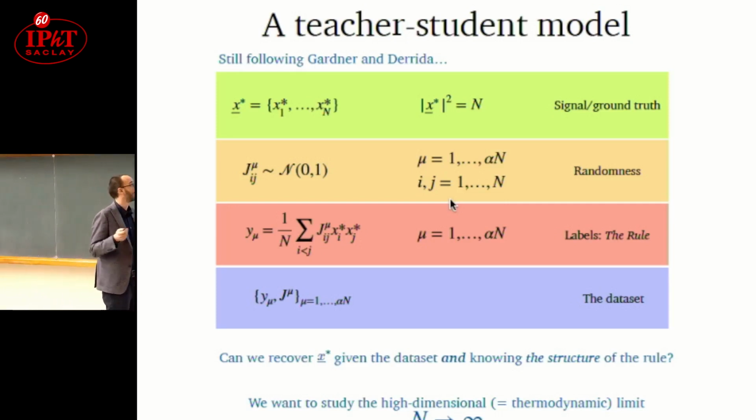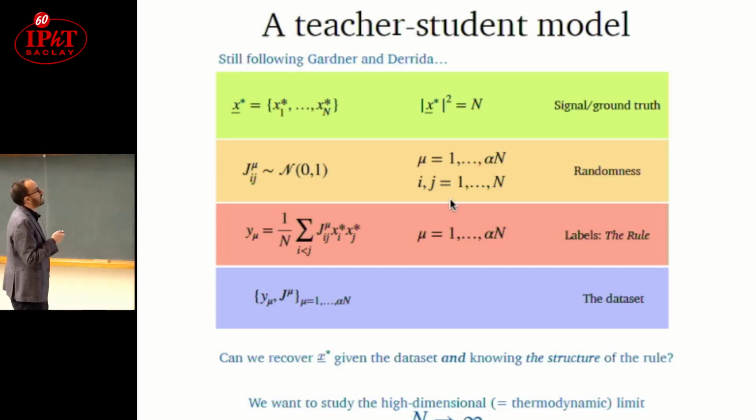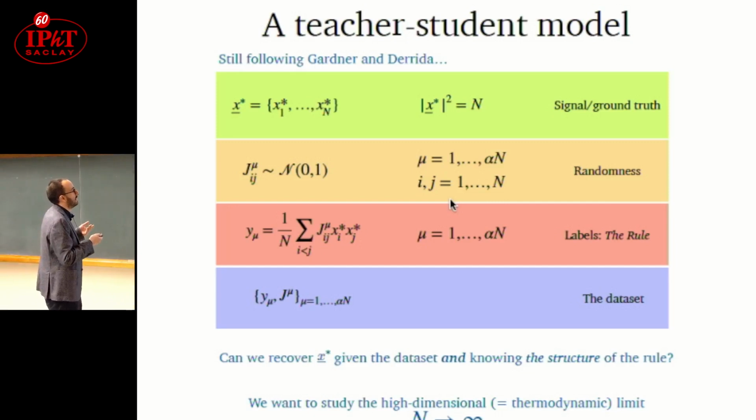And now I need to produce the labels. How do I do it? I just define this rule. I just take this sum. This is an object of order 1. It's a random object. But now I have some labels, and I can construct a data set. Because now I have the images and their labels, and they are correlated through this rule. And now the question is, can I learn this data set? And in particular, can I find back the vector x star? Imagine that I just give you the labels and the matrices. Can I find back the vector x star that I used to produce their correlation?